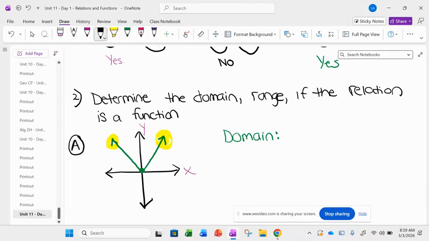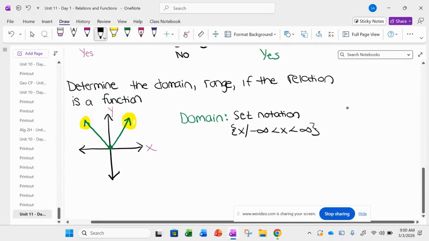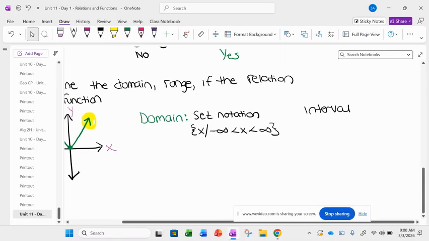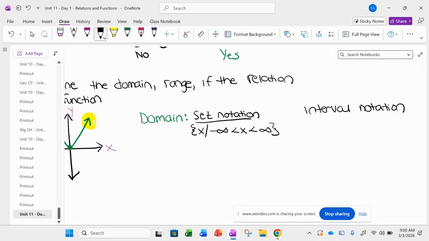So there are two ways that we have to know how to write this. Remember set and interval notation. Do you guys remember those two notations? So we're going to first write it out in set notation. Set notation is going to be x such that negative infinity is less than x, which is less than positive infinity. So that's set notation.